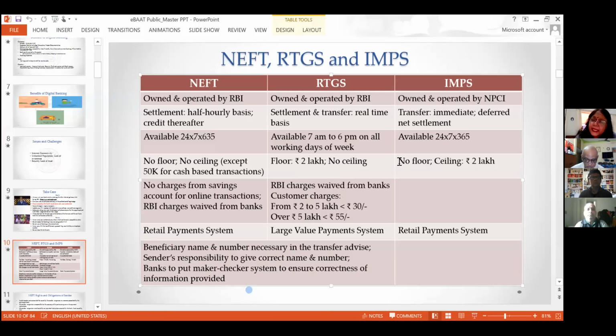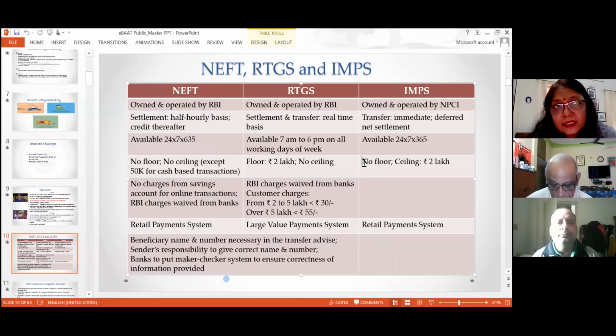UPI is an improvement on IMPS. On the IMPS platform, you cannot make merchant payments. In UPI, you can make person-to-person payments, and also you can pay to the merchant. So IMPS is the foundation, and UPI is a much more refined software on the IMPS platform. In UPI, we have introduced the QR code based payment, and also the merchant payments. These are additional to the UPI product. But IMPS was the first product, launched sometime in 2010.